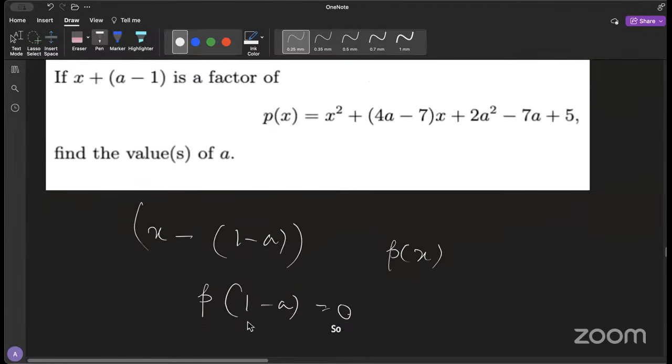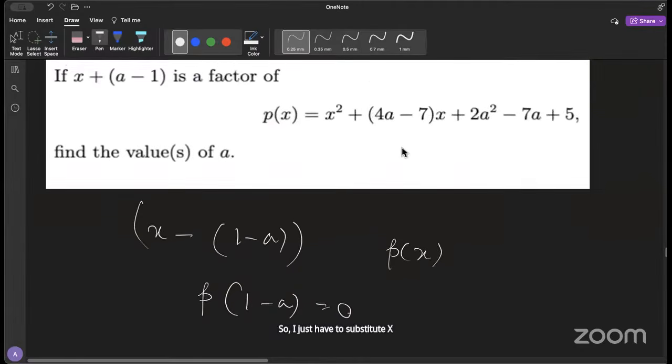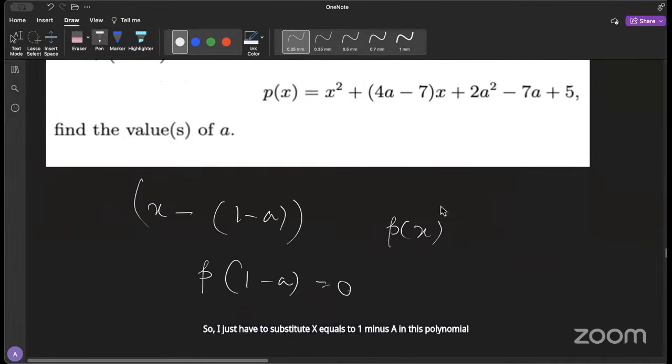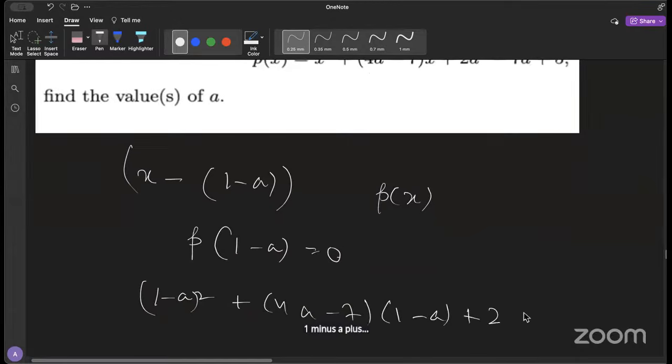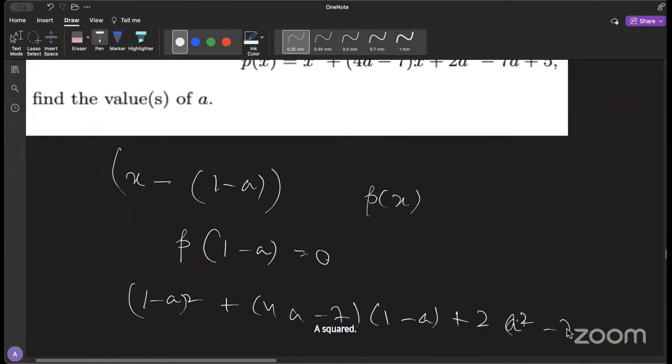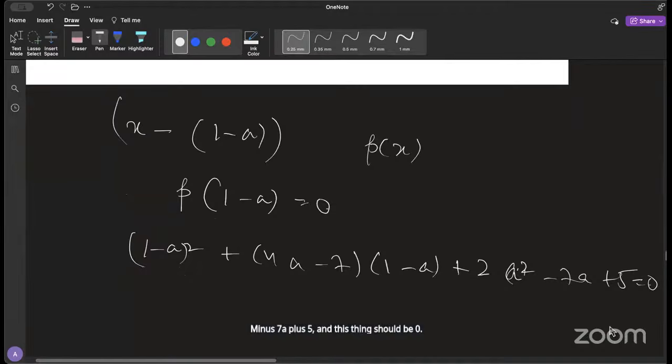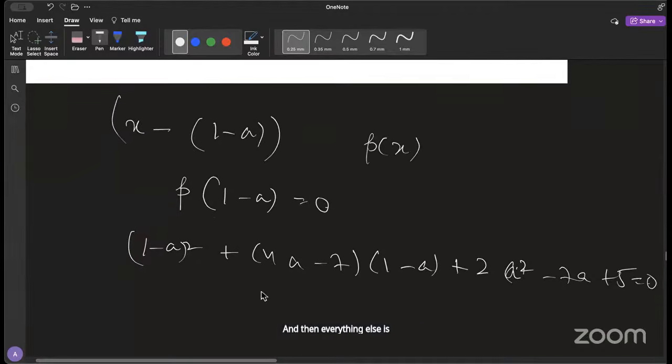So I just have to substitute x equals 1 minus a in this polynomial, and that should be 0. That means (1 minus a) square plus 4a minus 7 (1 minus a) plus 2a square minus 7a plus 5, and this thing should be 0. And then everything else is, you have to find the value of a.